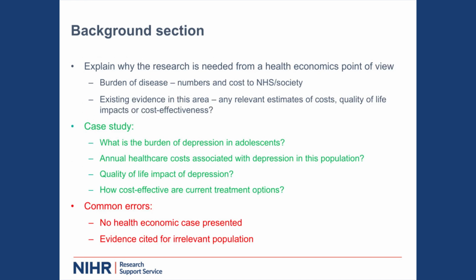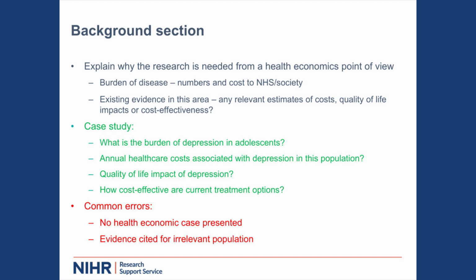Section, and here we need to explain why the research is needed from a health economics point of view. So we're going to want to give some numbers about the burden of disease and the costs to the NHS or society. And indeed, you're going to want numbers about the burden of disease for your clinical rationale for the study, but also is there any evidence about the costs to the NHS and the burden there?